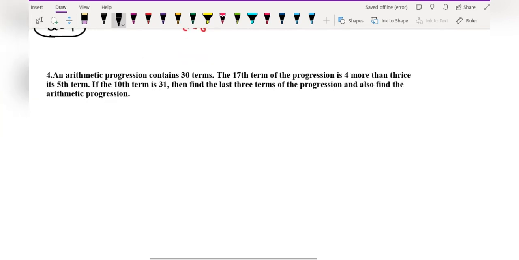Let us go with the fourth one. Let's see what they're asking us to find out. An AP contains 30 terms. How many terms? 30 terms. Total 30 terms. Okay. The 17th term is 4. Okay, they gave the condition.